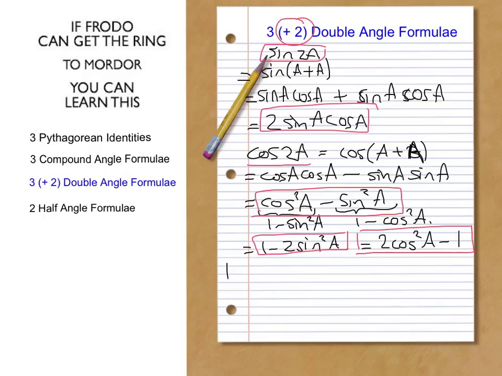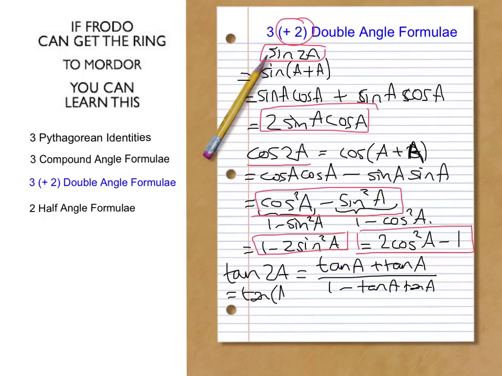Last one, tan 2A, using the compound angle formulae, is tan A plus tan A over 1 minus tan A tan A. So I'm just literally using A and B as the same thing from the compound angle formulae, tan A plus A. So simplifying, 2 tan A over 1 minus tan squared A.